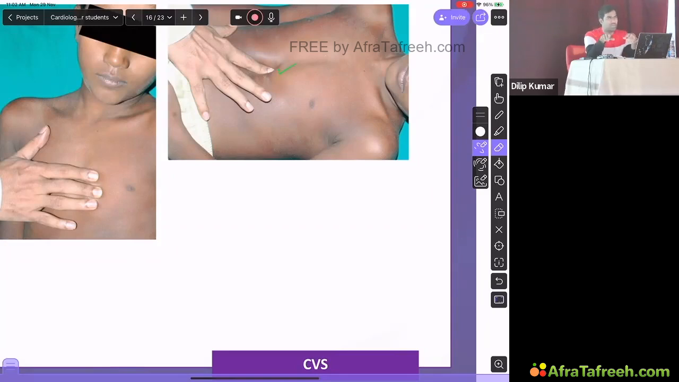So you are going to insinuate the finger like this, not like this. Just press and insinuate in a more superior direction. When you push in a more superior direction, like what is being done in this image, you might be able to see the RV impulse if it hits the tip of your finger. Do you understand? So that's another way to look at the right ventricular impulse.